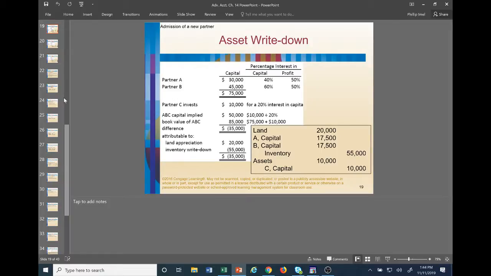Now, assuming the net write-down is represented by land appreciation of $20,000 and a write-down of $55,000 to inventory, the net write-down would be recorded as follows. We would debit the capital account for partner A by $17,500, debit the capital account of partner B by $17,500, debit land by $20,000, and credit inventory by $55,000.